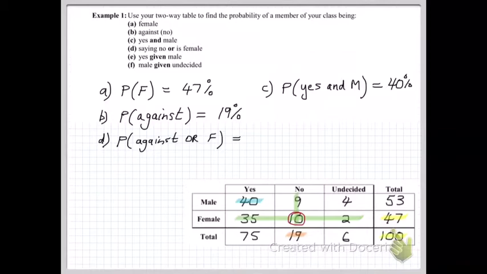twice. So the probability will be 9 of the males who said no plus the 10 females who said no, added to 35 who are female, and 2 who are undecided who are also female, but we're not counting that 10 twice. It's out of a total of 100, and that gives us a probability of 56%.